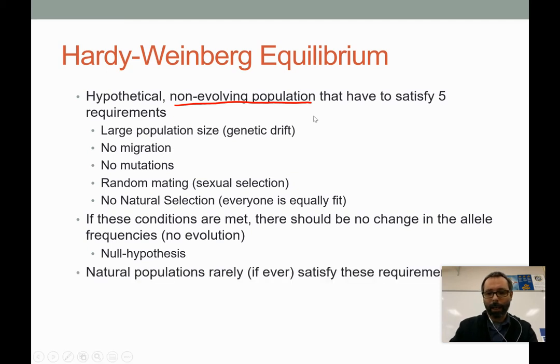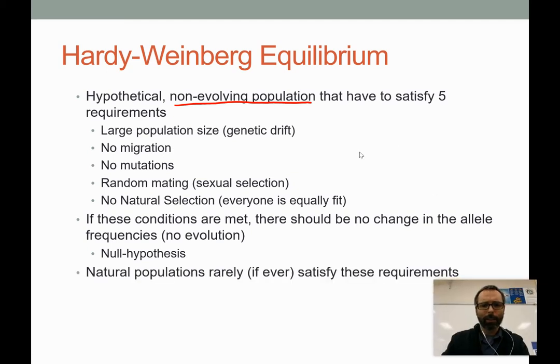Now, again, of course, as I might have just been trying to say, this doesn't really happen, right? It's impossible to have no mutations, and random mating and no natural selection would be very hard for a population in the wild to actually meet, which of course means that things are going to be evolving all the time. But let's talk about the math, right?